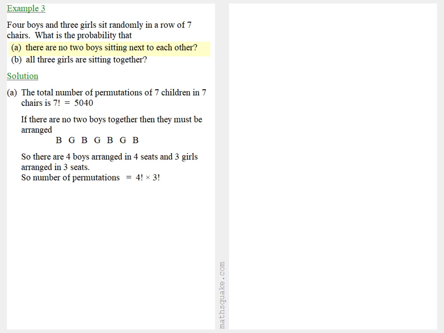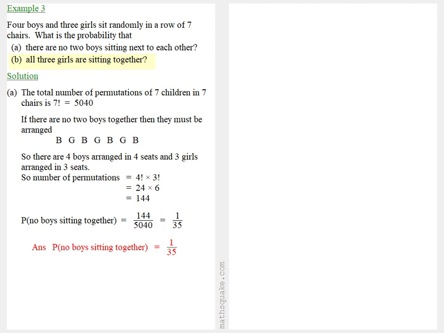So there are 4 boys arranged in 4 seats and 3 girls arranged in 3 seats. So the number of permutations is 4 factorial times 3 factorial, which is 24 times 6, which is 144. So the probability there are no boys sitting together is 144 over 5,040, which is 1 over 35. And that's our answer. The probability is 1 over 35.